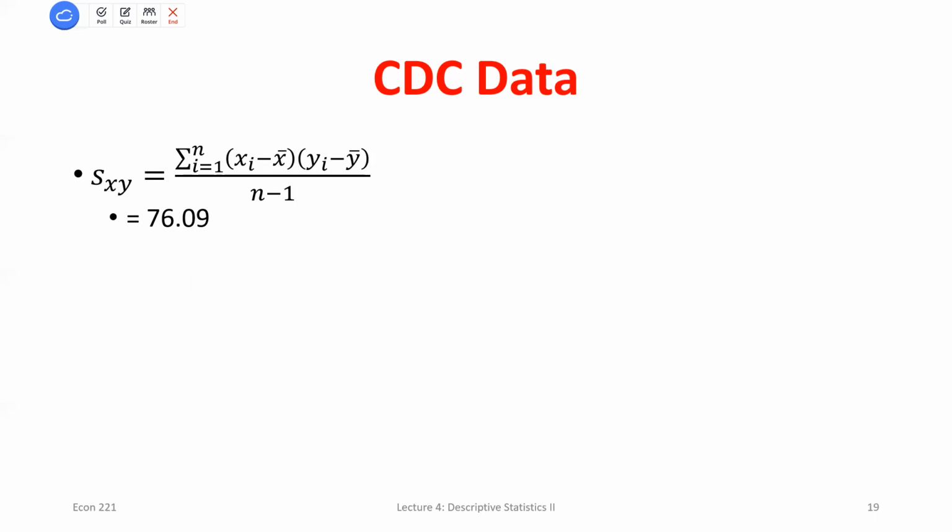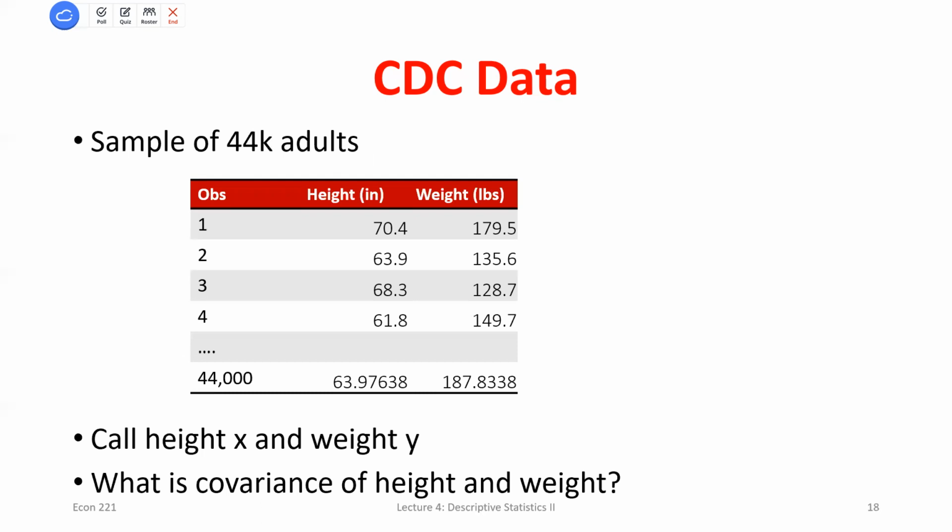Any questions about the idea of calculating the covariance, how you do this by hand? Now, obviously, I'm not going to make you do this for 44,000 observations. 4 or 5 observations, I think, would be very doable. But that's the procedure which we use.